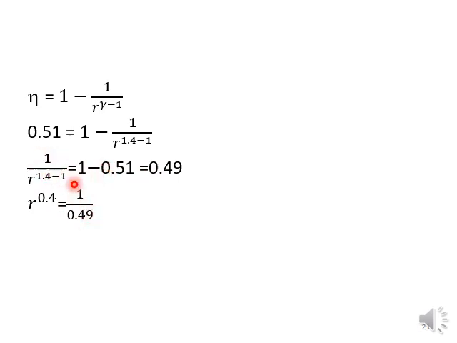Just cross multiplying that, it becomes R power 0.4 equal to 1 divided by 0.49. So 1 divided by 0.49 is nothing but 2.04. But we want only the R value. So bring this 0.4 to this side, it comes like 1 divided by 0.4. R is equal to 2.04 power 1 divided by 0.4. So the compression ratio is 5.94.